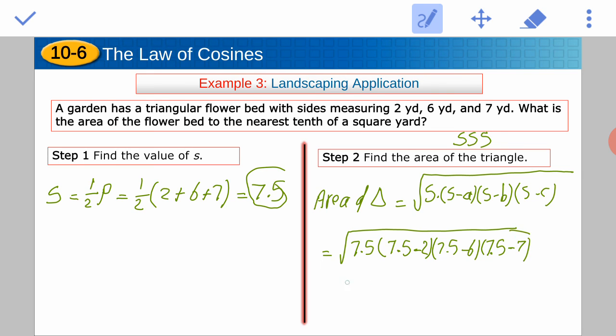Guys, put all of that in your calculator. You will get the area of the triangle. The area of that triangle to the nearest tenth is going to be 5.6 square yards. So it's a really nice formula to calculate the area of the triangle using the information SSS.